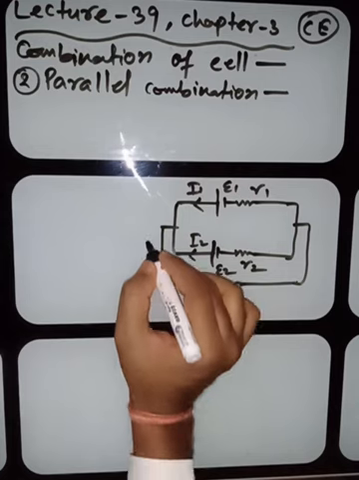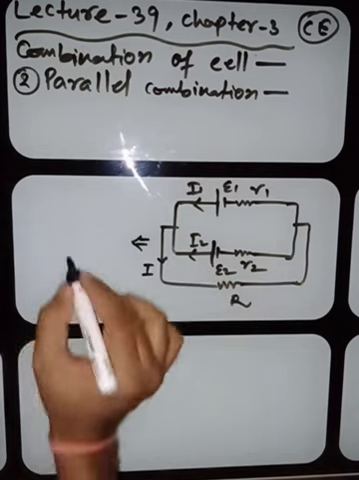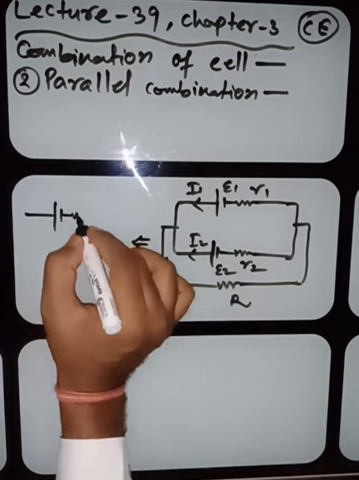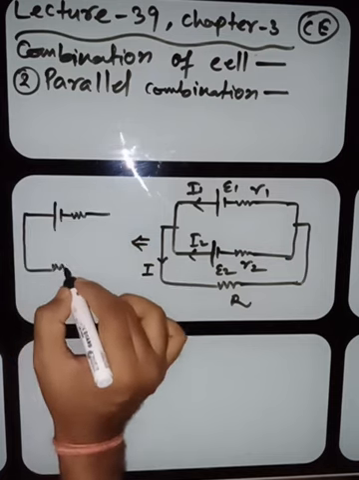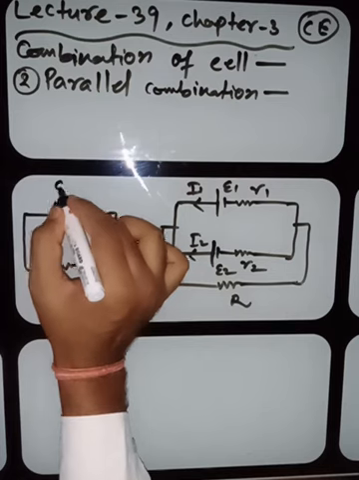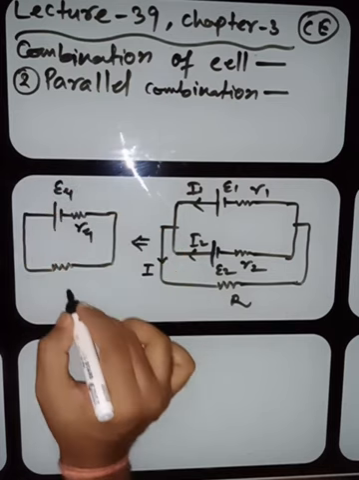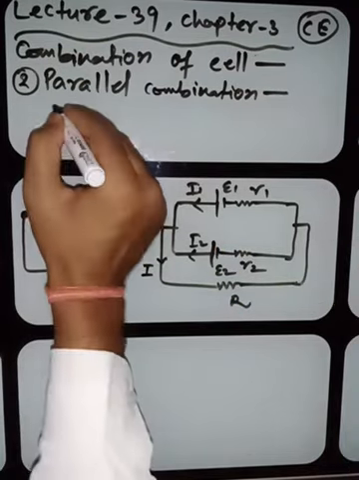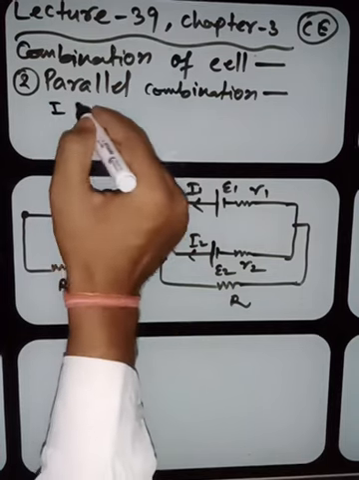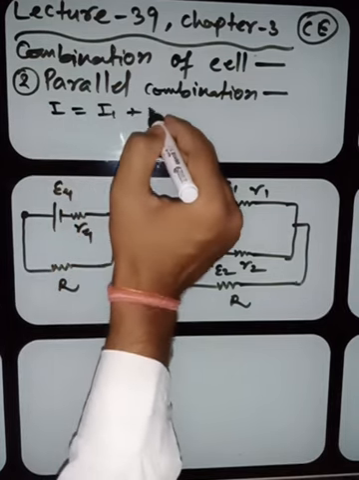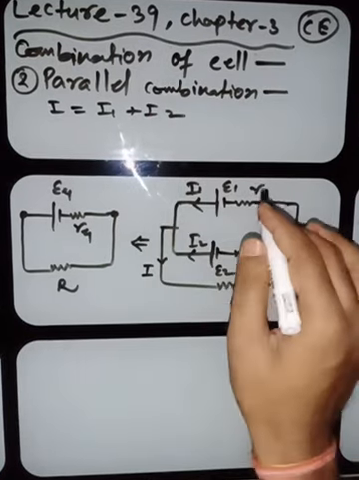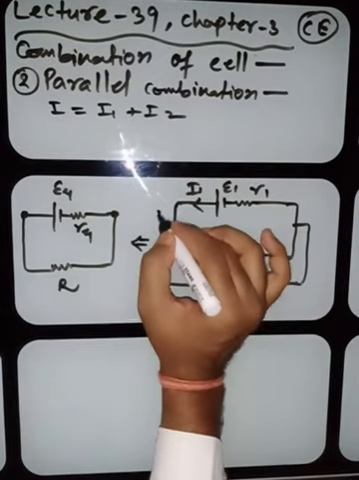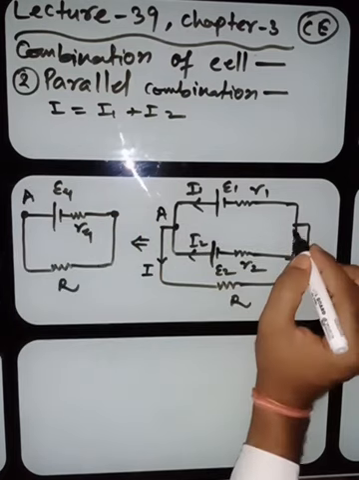Okay, what do we have to do, my dear students? Actually we have to get an equivalent circuit. And this is the equivalent circuit connected with the load resistance. It is E equivalent, R equivalent, and this is the load resistance, the terminals A and B. Now we are going to proceed. We know that this I will be equal to I1 plus I2, no doubt.